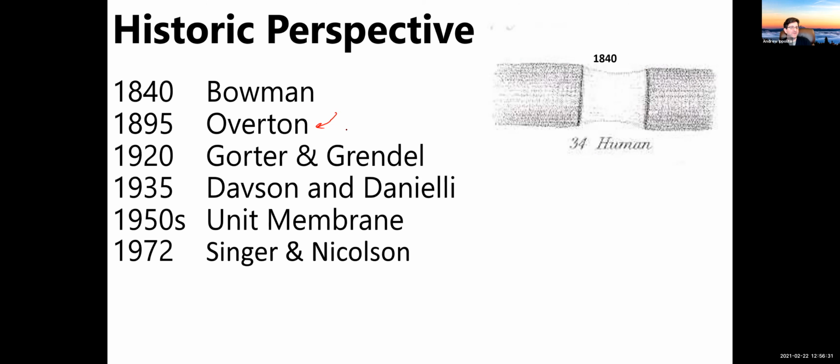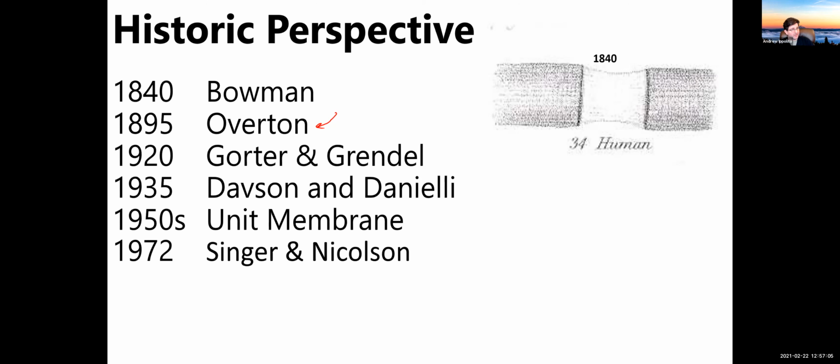By 1895, this guy Overton realized that the membrane of a cell is made out of lipid. So he did these experiments. Chemistry was more advanced at the time. And what he learned was that things that are hydrophobic, lipids, move across the membrane more readily than things that are hydrophilic, water soluble. So if you think of water soluble things and fat soluble things, the fat soluble things were able to go across the membrane.